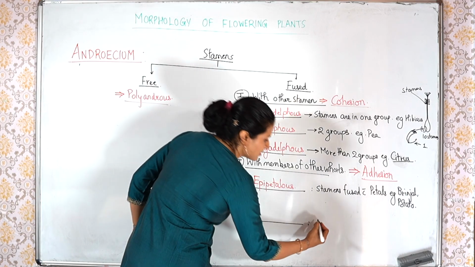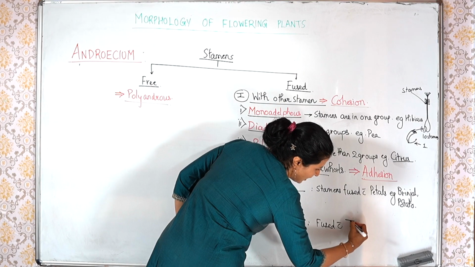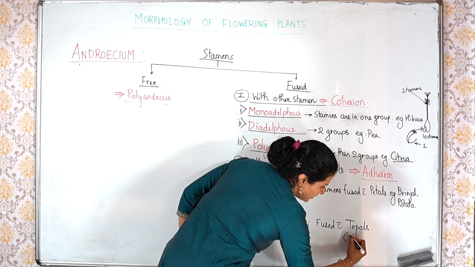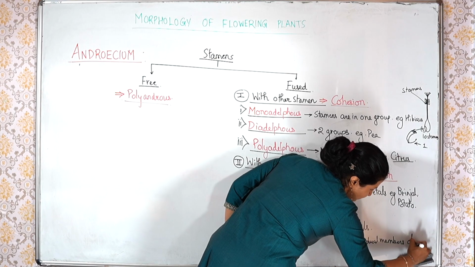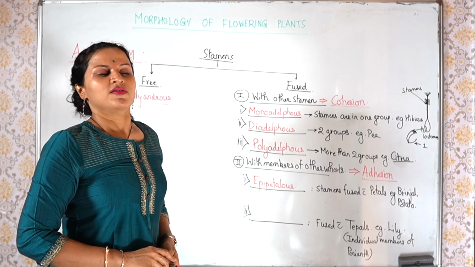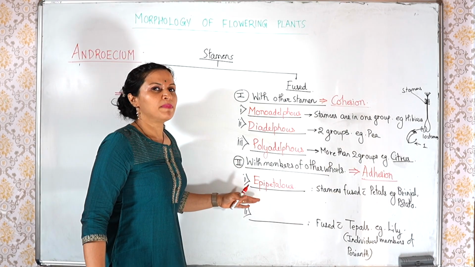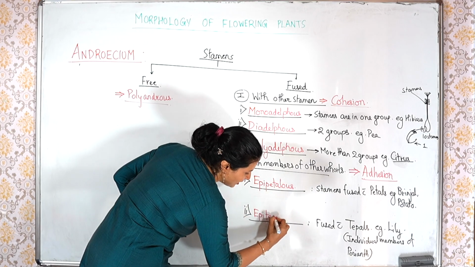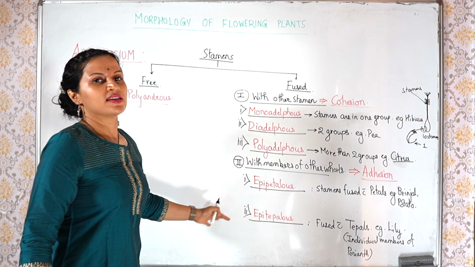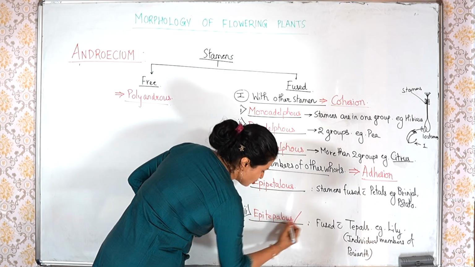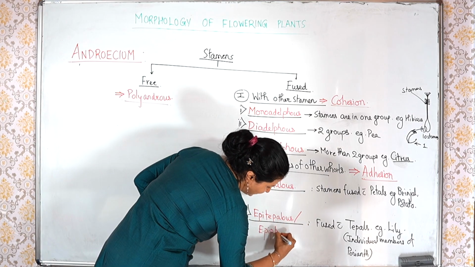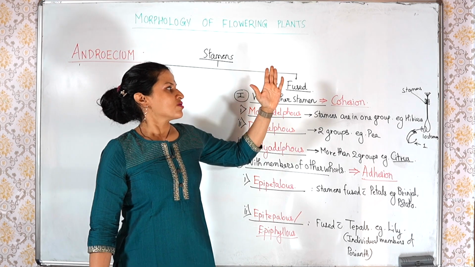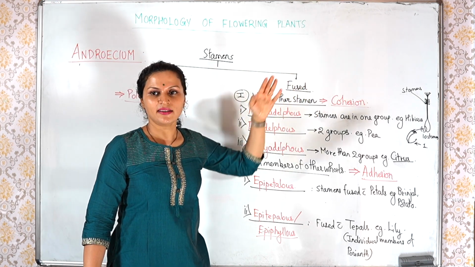In the second case, the stamens may be fused with tepals. What are tepals? Individual members of perianth. Example, in case of lily. If the stamens are fused with petals, it's called Epipetalous condition. If they are fused with tepals, that will be called Epiphyllous condition, which is seen in case of lily. Epipetalous condition is also known as Epiphyllous condition. So that was about fusion of the stamens, cohesion and adhesion.